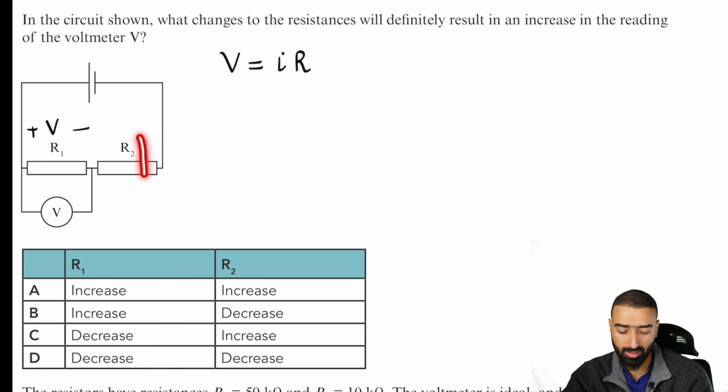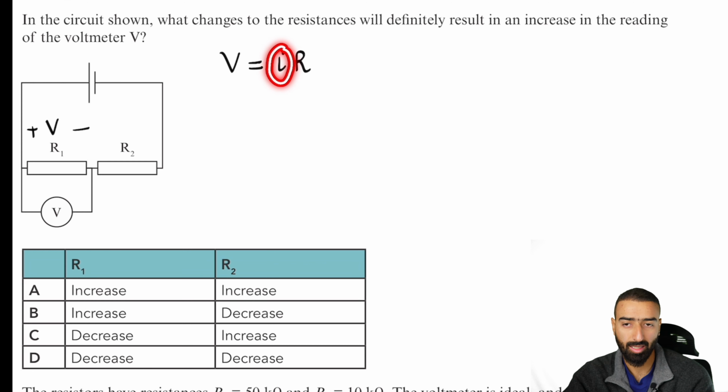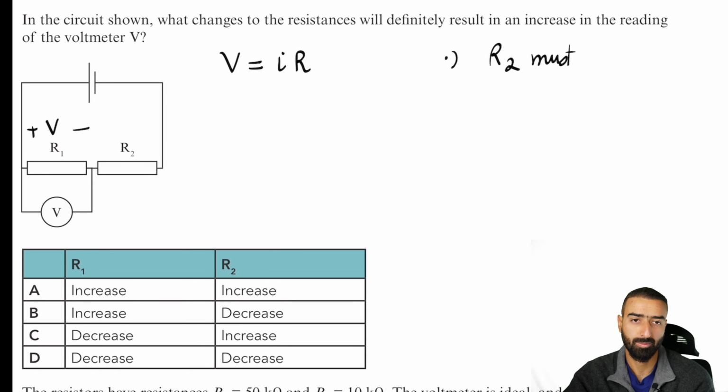Now if I decrease the value of R2, the resistance in the entire circuit is going to decrease. That means the current is going to increase. Therefore, the current increases and the voltage across the resistor R1 increases. So the first option would be R2 must decrease.